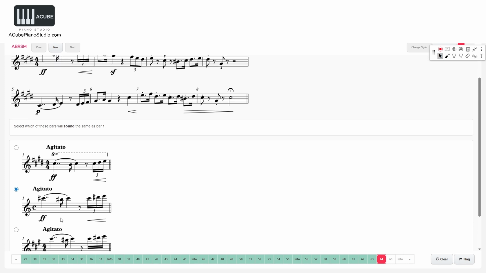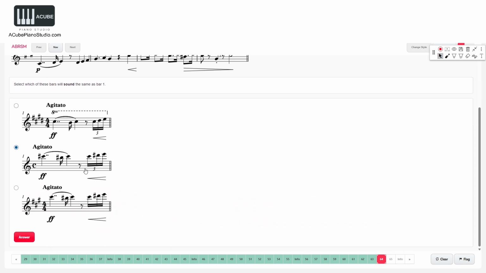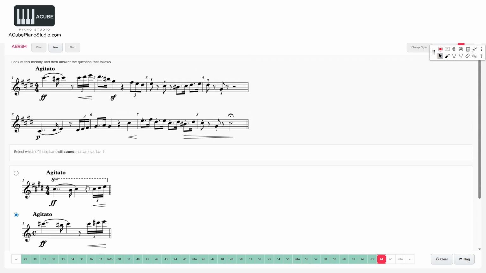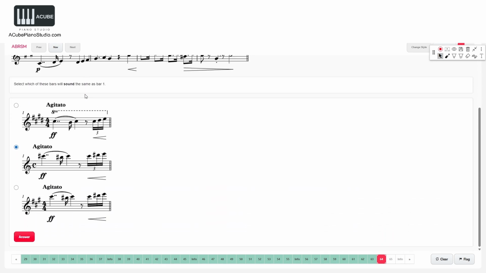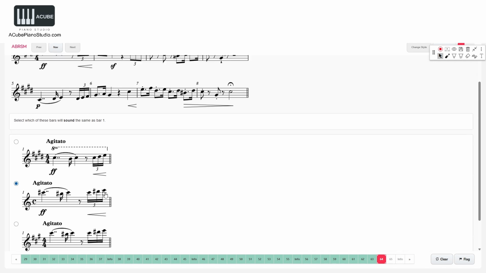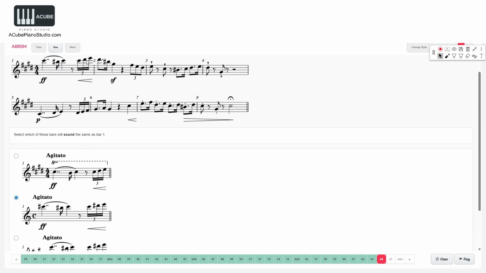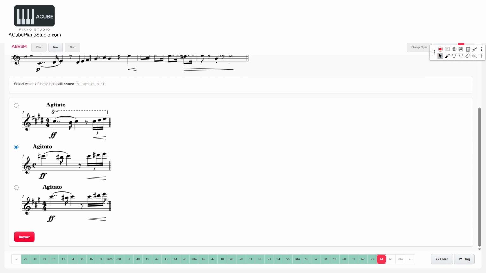Same note, same note, same note. Oh, this is wrong. There should be a triplet sign. So the time value of 3 semiquavers is not the same as the time value of this triplet here. So this is wrong here because the rhythm is not the same. So the answer is the second one.